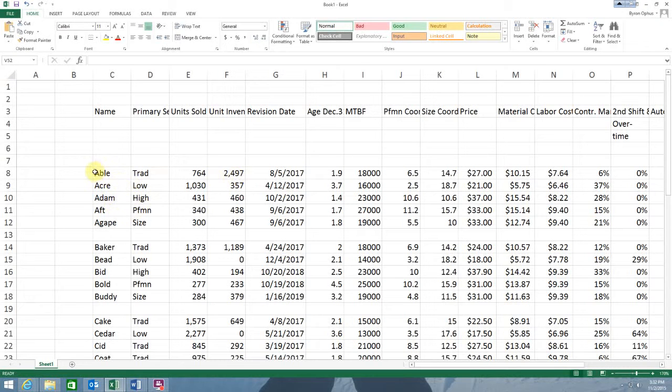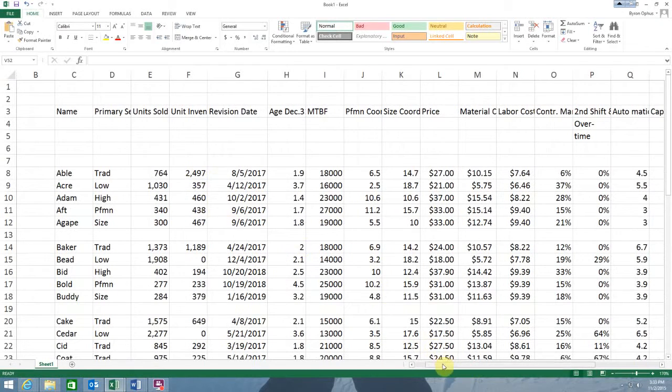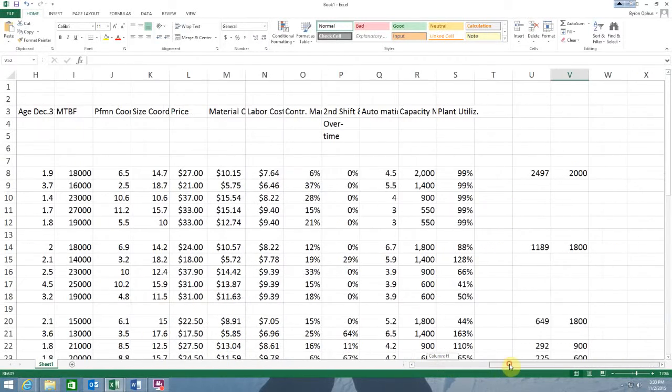We start up here with this one, Abel's traditional, 2,500 in inventory, roughly, just short of 2,500. And they've got a capacity to build 2,000. That's a first shift capacity. So they could build 4,000 units. But here, what I did, I just used a simple if statement, and I'll demonstrate that for you.